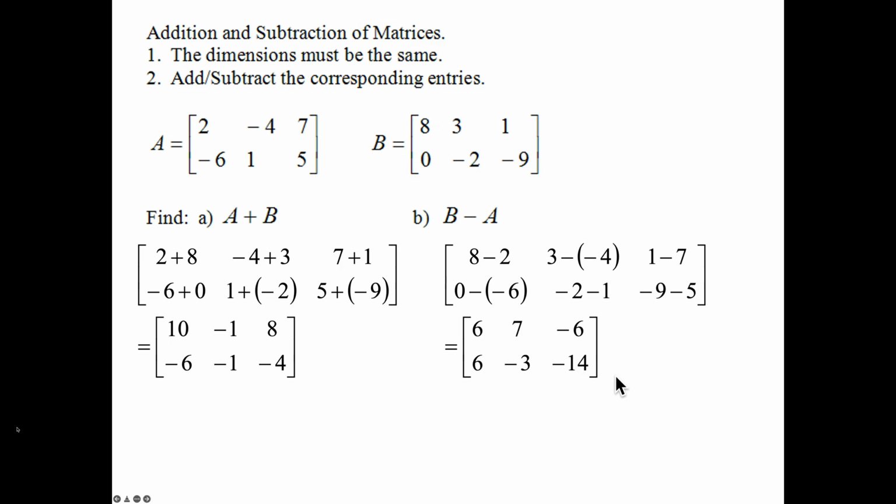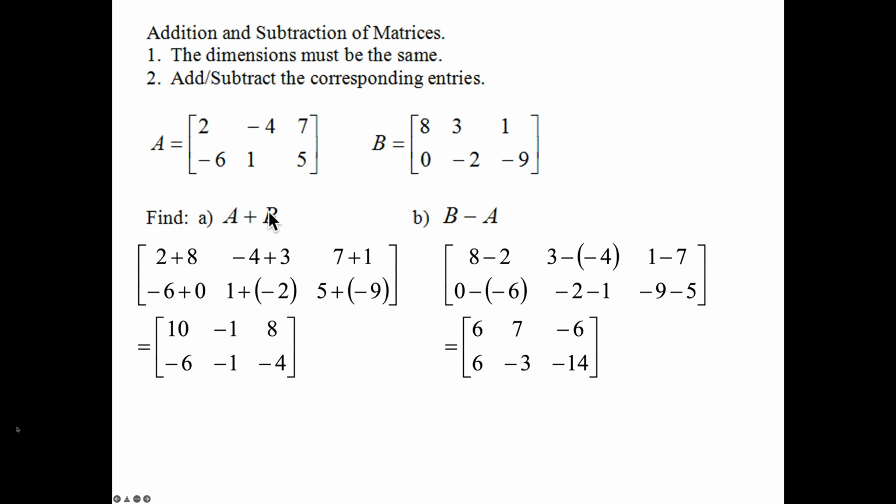Can I do these in the calculator? Absolutely. But be careful, be mindful. If your matrices are pretty big, it's going to take time to enter all those matrices. It probably might be faster just to do them by hand.